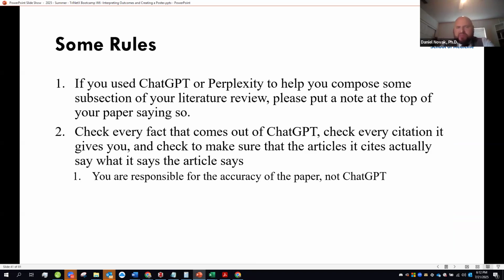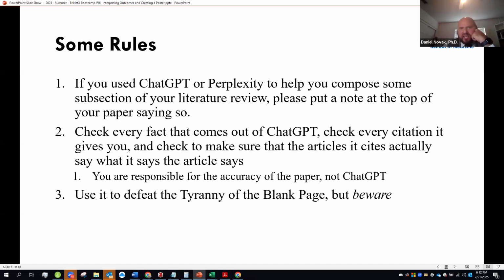Usually I recommend letting people know if you've used ChatGPT or Perplexity, and check every fact, every citation it gives you. Make sure that the article it cites actually says what ChatGPT or Perplexity says it does. And ultimately, you as the author are responsible for the accuracy of the paper, not ChatGPT. So those are just some things.